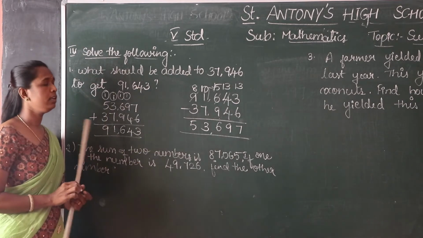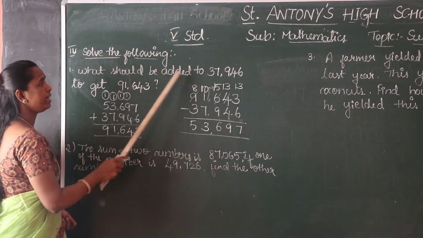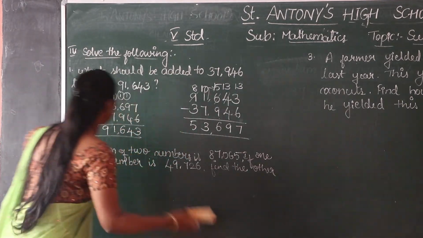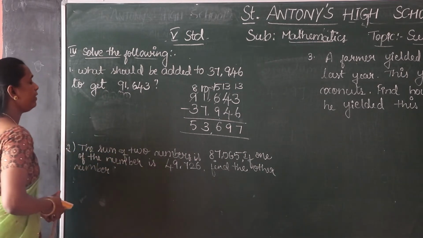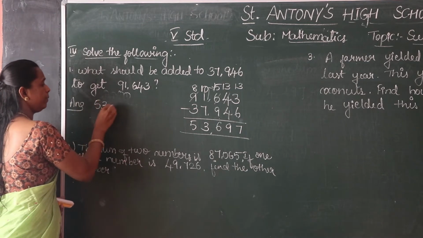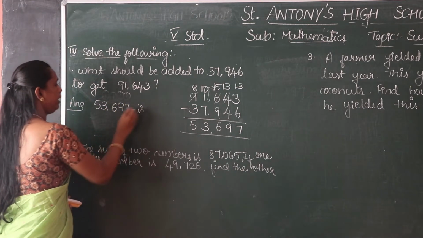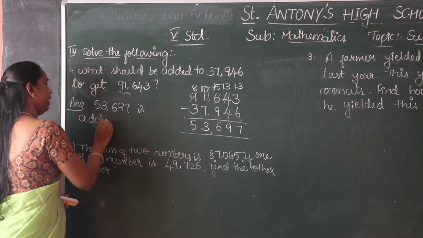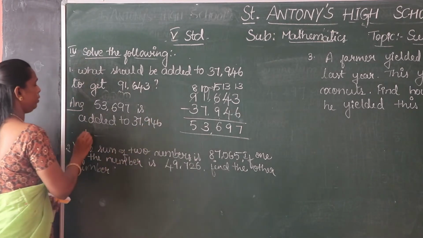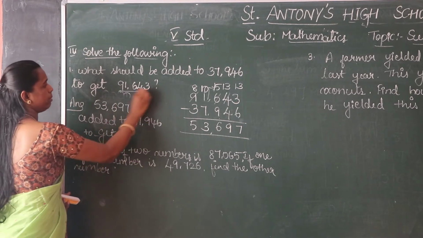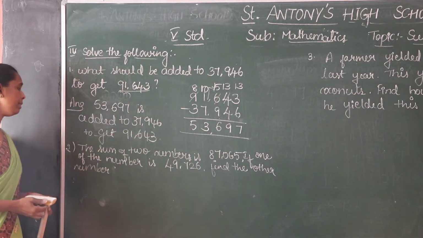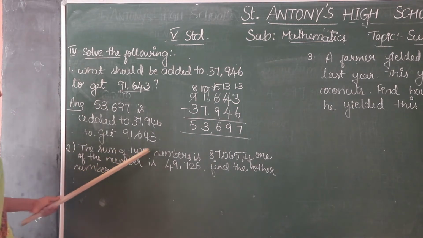So the number 53,697 is added to get 91,643. Therefore the final answer is: 53,697 is added to 37,946 to get this number, that is 91,643. Next sum.